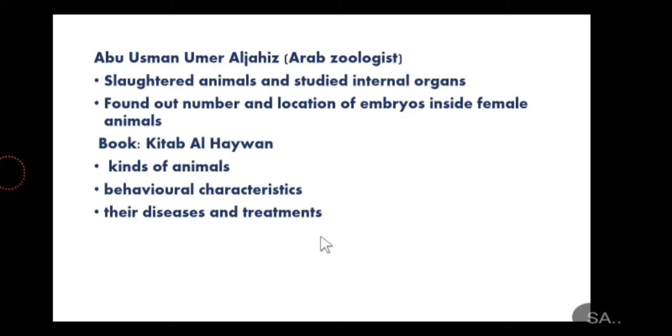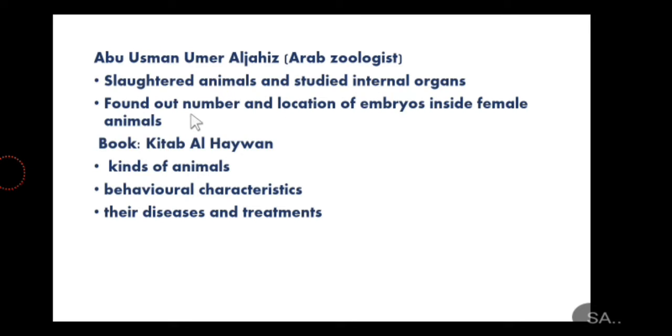We'll see the contribution of Abu Usman Umar al-Jahiz. He was an Arab zoologist. Well, this zoologist actually examined the internal organs of the organisms, of the animals. So for this sake, he dissected the animal bodies, he slaughtered animals and studied their internal organs. So he was examining the anatomy.